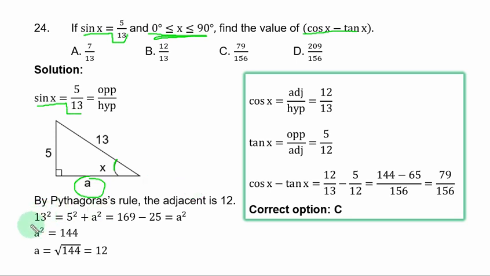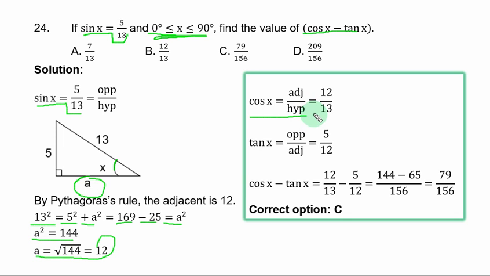That is 13 squared equal to 5 squared plus A squared. 13 squared is 169 minus 5 squared, which is 25, equal to A squared. If you collect like terms, A squared is equal to 144 and A is the square root of 144, and that is 12.